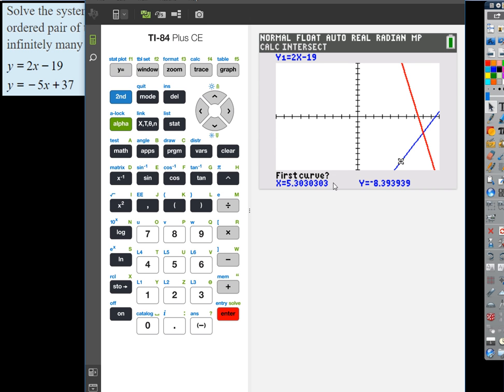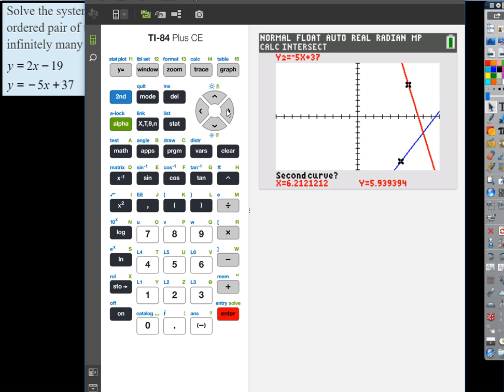So is the second one this guy? Is it Y2? Well, if I move along, yeah, now that ant's walking on the red curve. So yes, it is. Hit enter. Now it wants a guess. Now for some functions, this is important.